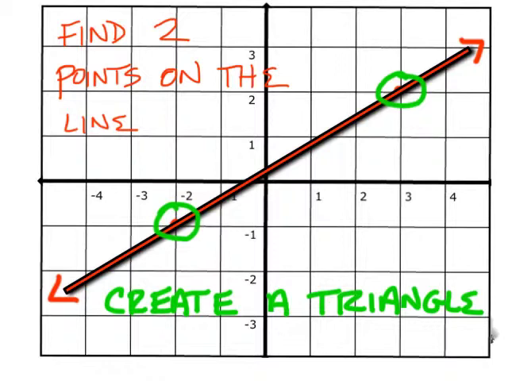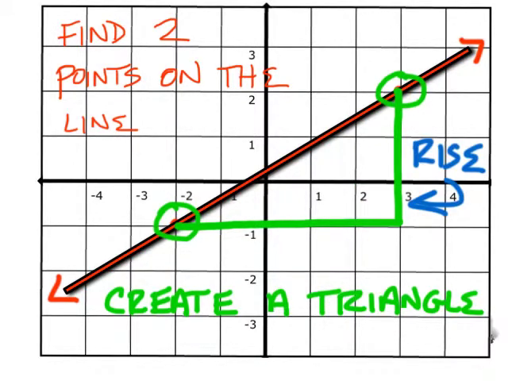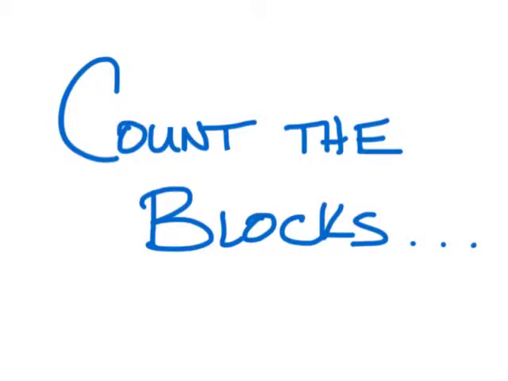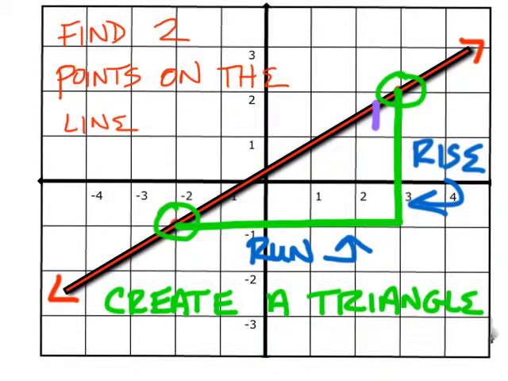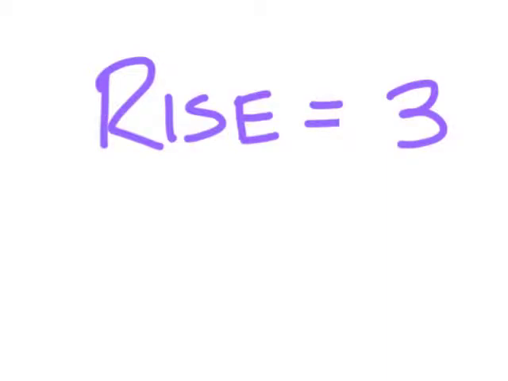Now create a triangle according to those 2 points. And there's the triangle. It's a right triangle like this. Now the rise is going to be the part of the triangle that goes up, and the run is going to be the part of the triangle that goes left and right. So now you have to count the blocks to figure out what the slope is. So we've counted 1, 2, and then 3. So it has a rise of 3.